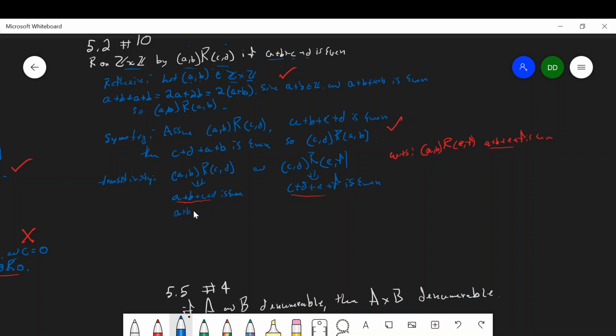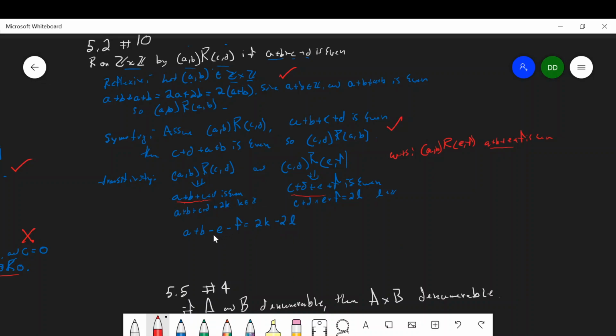So A plus B plus C plus D equals 2k. Since it's even, it's equal to 2k for some k in the integers, and over here I can say it's equal to 2L for some L in the integers. That's what being even means. And then I'm going to take those and subtract them. So I'm going to get A plus B minus E minus F equal to 2k minus 2L.